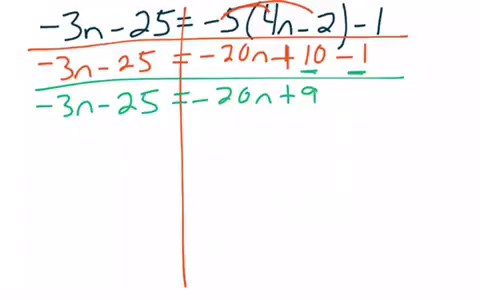Now remember, I always like to work with my letters first. I like to get my letters on the left-hand side. You don't have to do that. I prefer that way. I try to do the same thing every time. So I'm going to move my negative 20n to the left-hand side. The opposite of a negative 20n is a positive 20n.